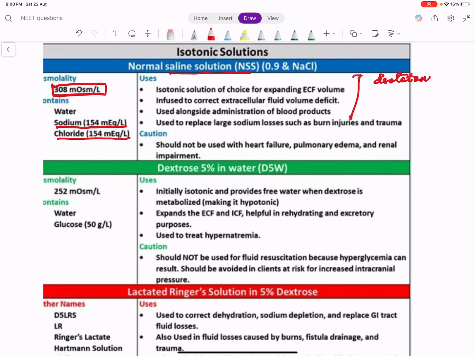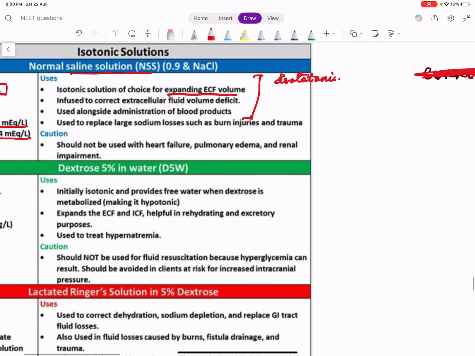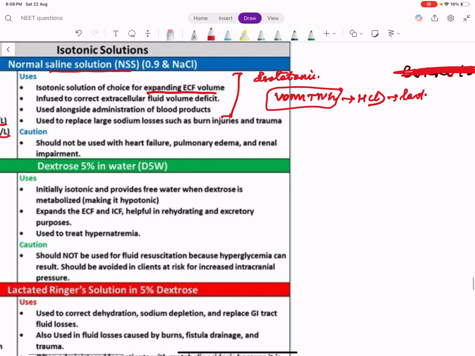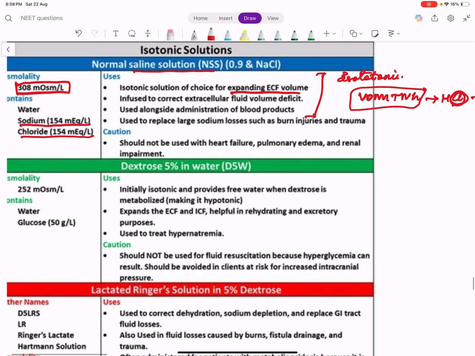Because it has sodium, it does not have glucose. Any glucose containing fluid has the chance of becoming isotonic. So it is given to expand volume. Whenever there is vomiting, diarrhea, etc., we give it. And especially normal saline is given when there is vomiting. Why is it given in vomiting? In vomiting, hydrochloric acid is lost. When hydrochloric acid is lost, there is loss of chloride. I told you, normal saline has more chloride. So we can give sodium chloride. So it is preferred in vomiting.